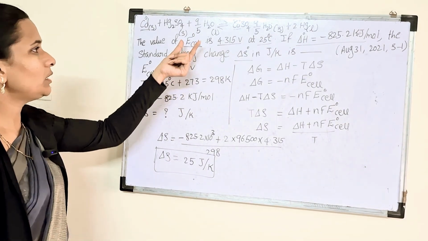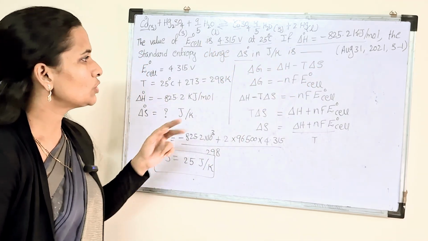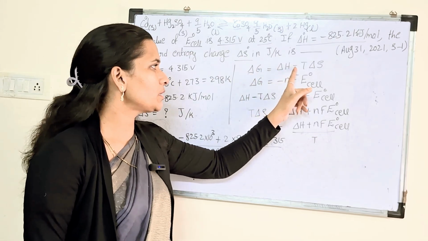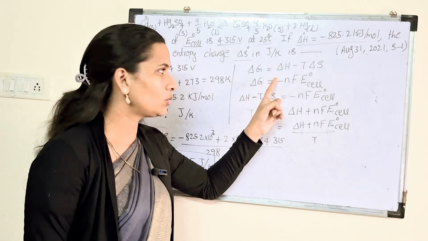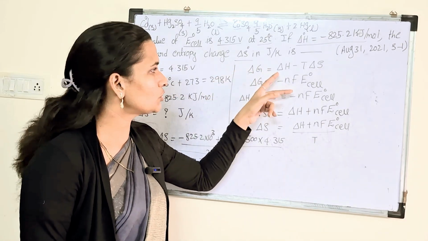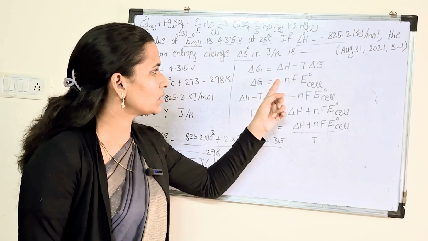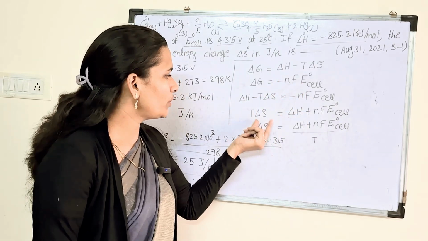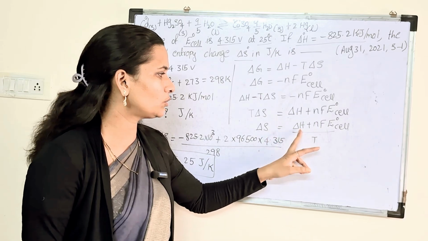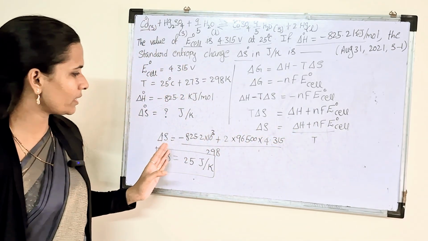So what they gave: E° cell and delta H naught are given, and delta S naught is asked. We know the two formulas: delta G equals delta H minus T delta S, and delta G equals minus nFE° cell. Both are delta G values, so we equate them. Delta H minus T delta S equal to minus nFE° cell. We derive delta S from this equation: delta S equal to delta H plus nFE° cell by T. So substitute all the values.